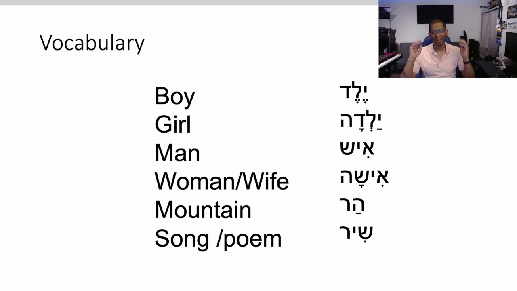And if any of you reads the Bible, you'll see a song, you have psalms, and then there are also poems, and you'll see that in different parts of the Bible. But we have yeled, which means boy, yalda, girl, ish, man, isha, woman, har, mountain, and shir, song or poem. So these are indefinite. It could be any boy, any girl, any man, any woman or wife, any mountain or any song or poem. So let's go back and let's recap what we were learning last week.